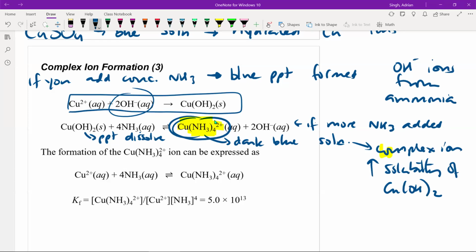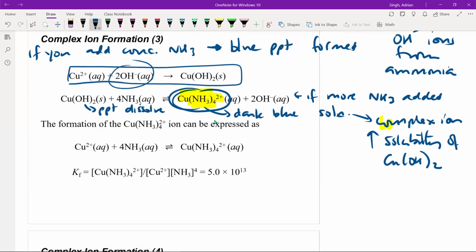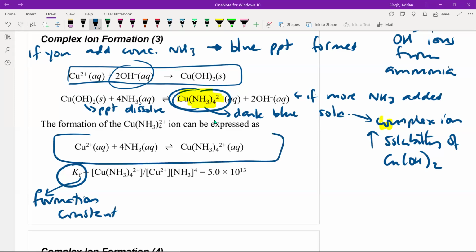A measure of the tendency for a metal ion to form a particular complex ion is given by what's known as the formation constant, which is just another example of an equilibrium constant, but now the F here means formation. In our example, the formation of the copper with the ammonia complex can be represented by this equation.